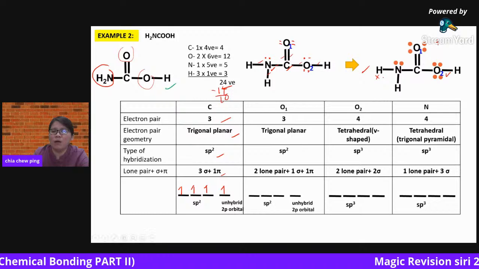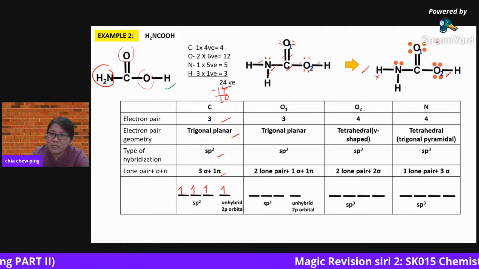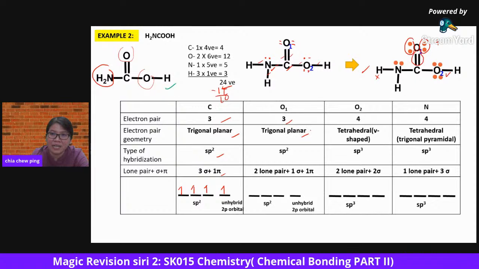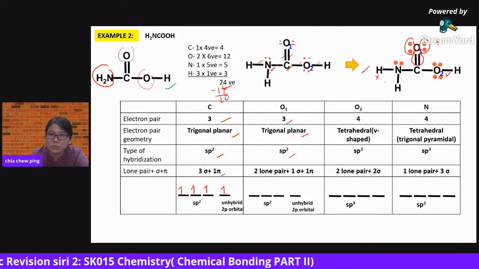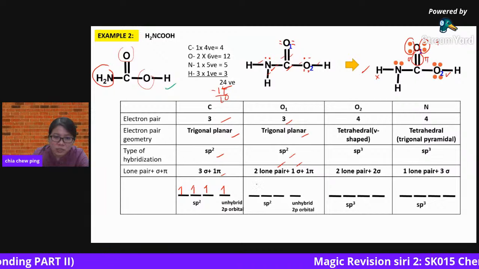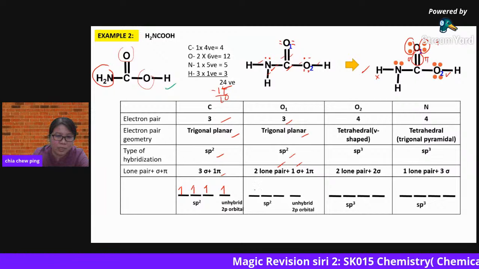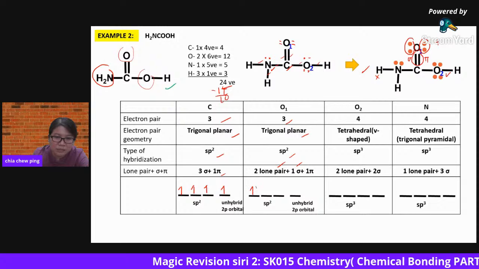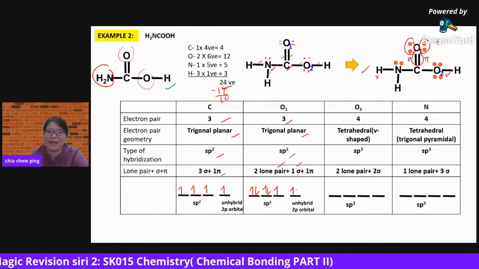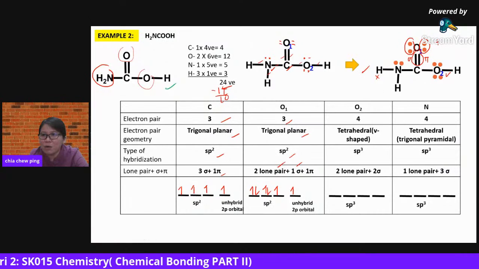Okay, now how about O1? O1 has 1 lone pair, 1, 2, 3. So 3 electron pairs, trigonal planar, sp2, containing 2 lone pairs, 1 sigma and 1 pi. So this is a sigma, this is a pi. That means make sure after the excited state, you get 2 lone pairs, 1 sigma and 1 pi.